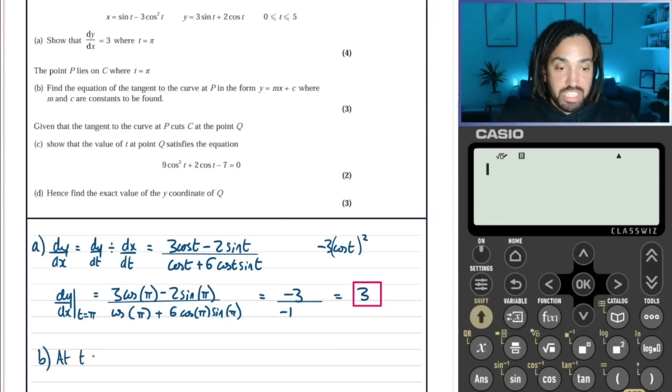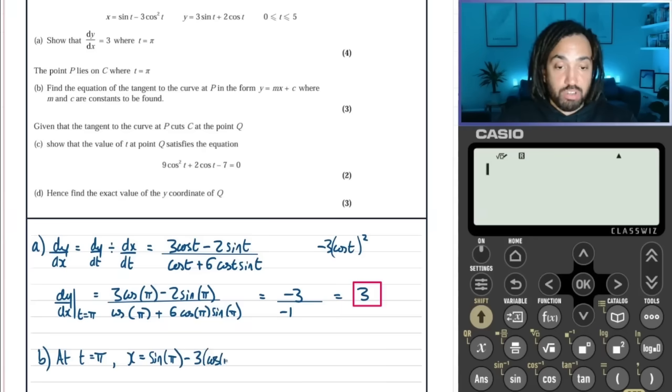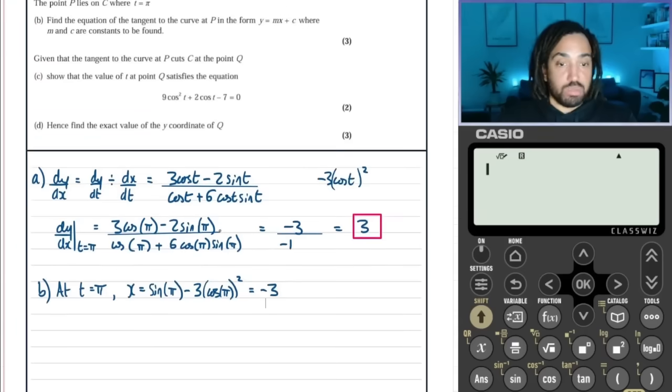So we can say at t is equal to pi, x is equal to sine pi minus 3 lots of cos of pi squared. So once again, sine of pi is 0, but cos of pi is minus 1. Square it gives us 1, times it by minus 3 gives us minus 3. Okay, and now let's also find what y is equal to at that point.